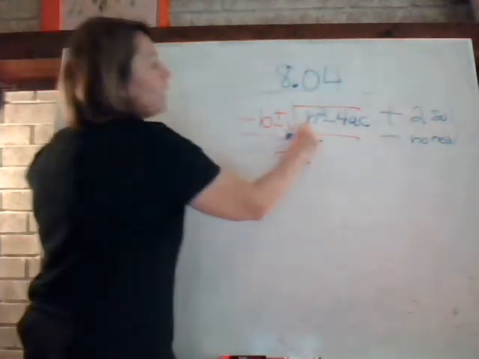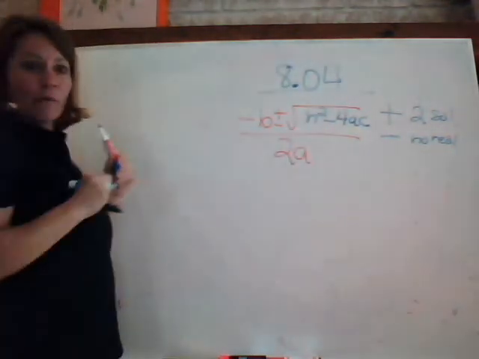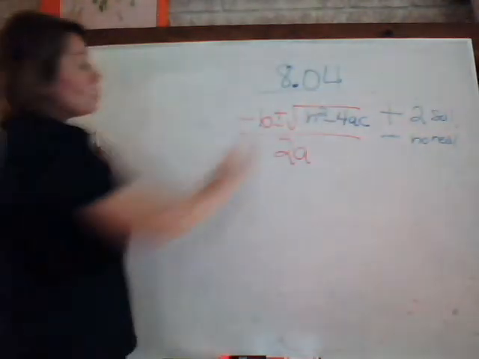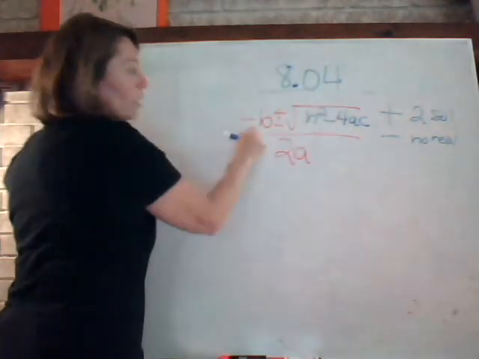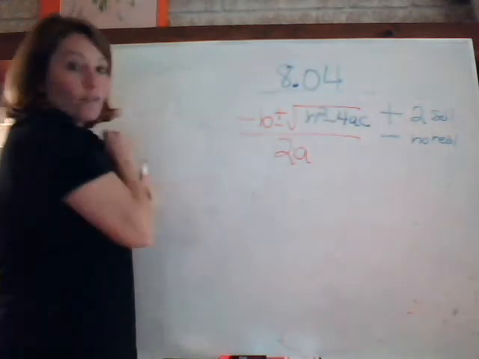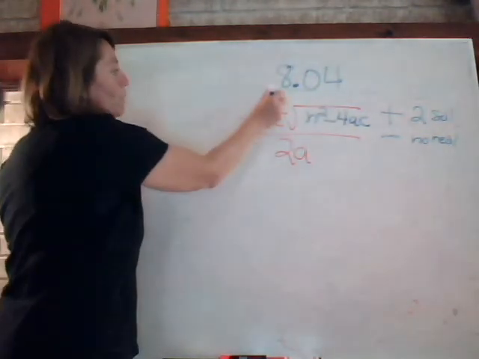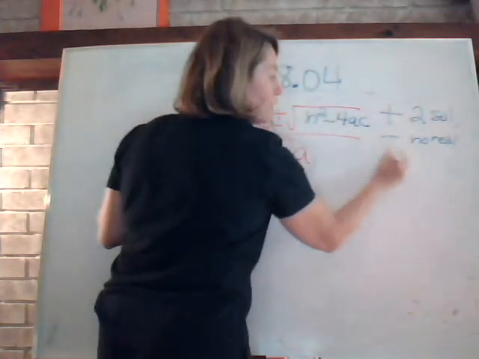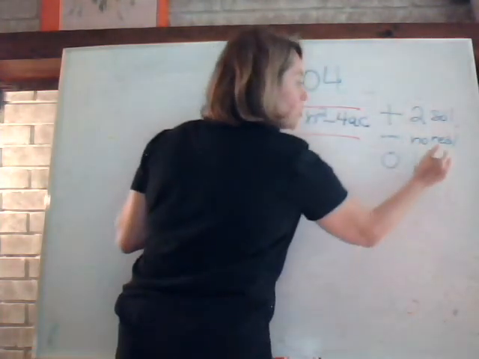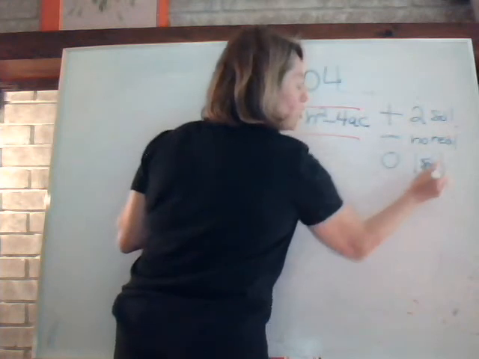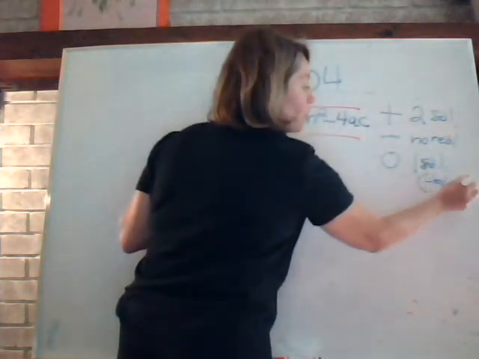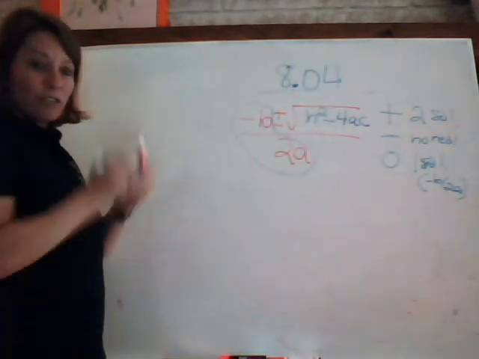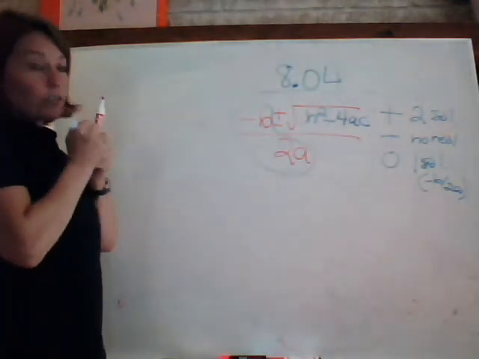And now, if this is 0, the square root of 0 is 0. So this part of the equation is gone, and I'm just left with negative b over 2a. So that becomes my one and only solution. If it is 0, I have one solution, and that one solution is negative b over 2a. That is the same as the vertex, remember? So that means the vertex is our solution.